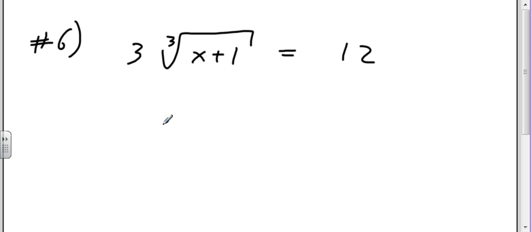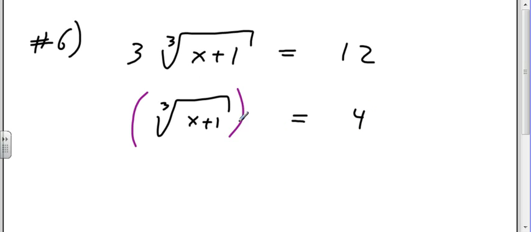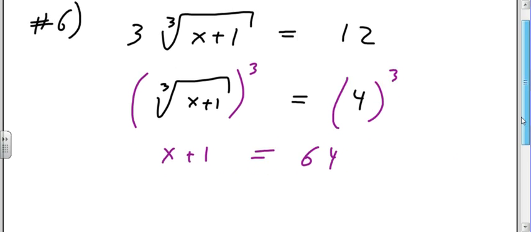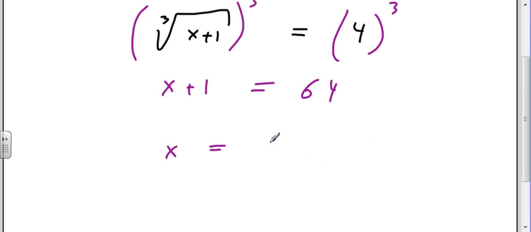Number 3. Okay, so I got this problem. I'm going to divide both sides by 3. The cube root of x minus 1 is equal to 4. And then I'm going to cube both sides of the equation. So I've got x plus 1 is equal to 64. So x is going to be equal to 65. No, it's not. X isn't going to be equal to 65. X is equal to 63.